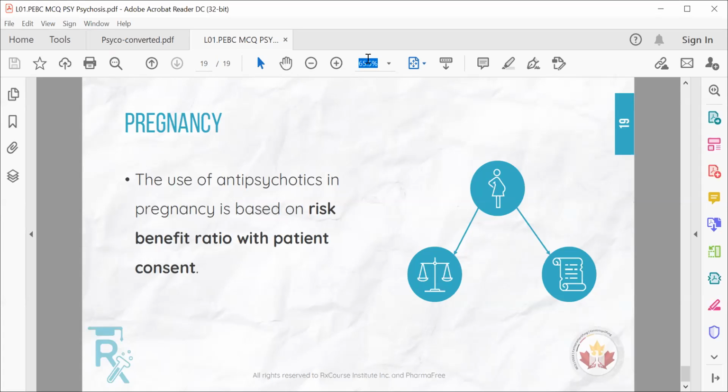And is it stuck on pregnancy? Yeah, because we stop here on pregnancy. This is the last slide. Yes, it's stuck on pregnancy because this is the last slide.